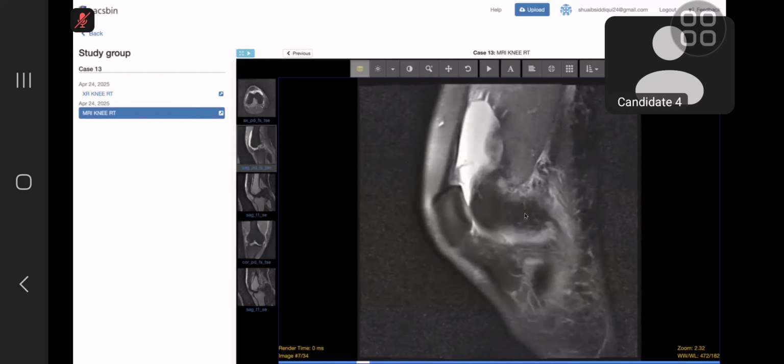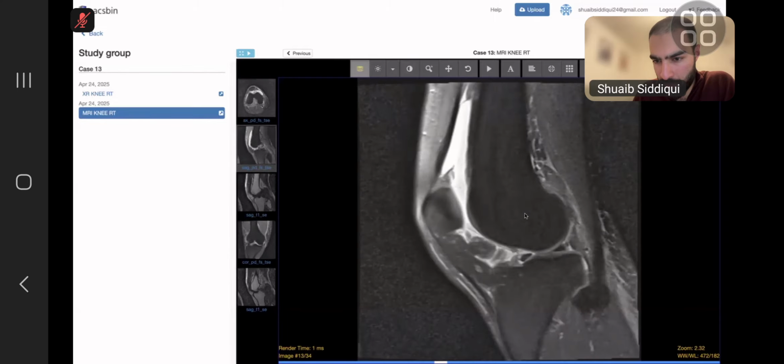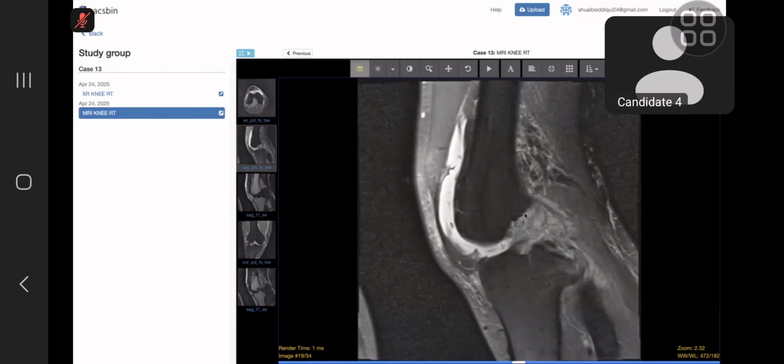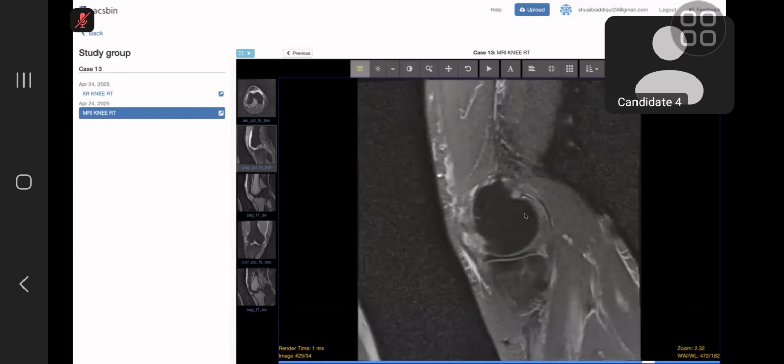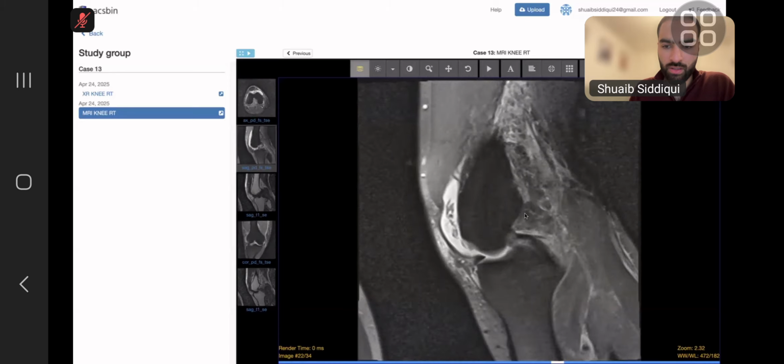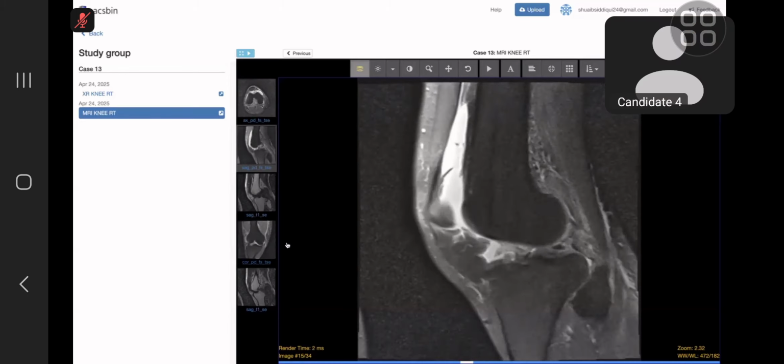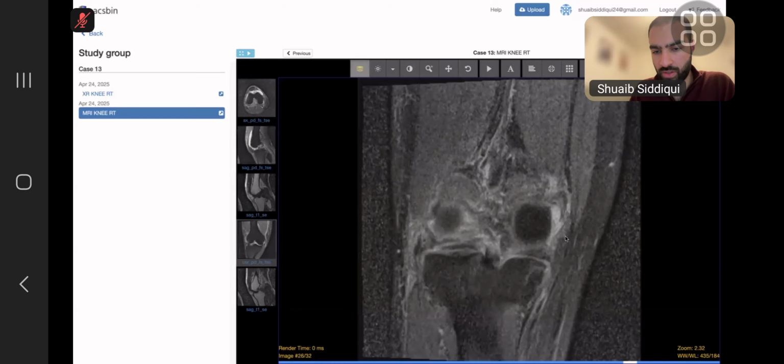You're telling me there's a double PCL sign. Just check. Yeah, no definite. Okay, solely ACL. Is there a double PCL or not? No double PCL. Okay, fine. PCL appears normal. So what else do you notice on the coronal?